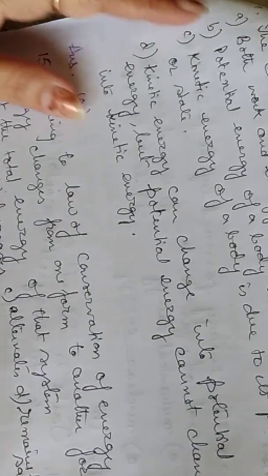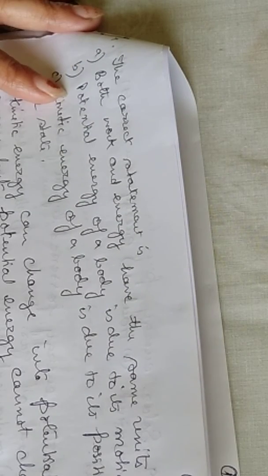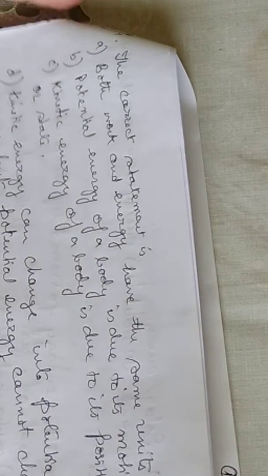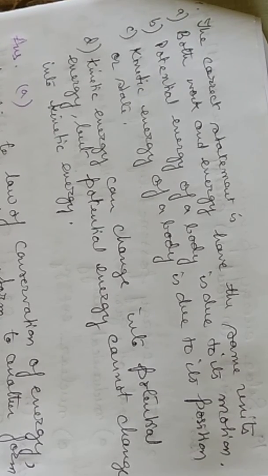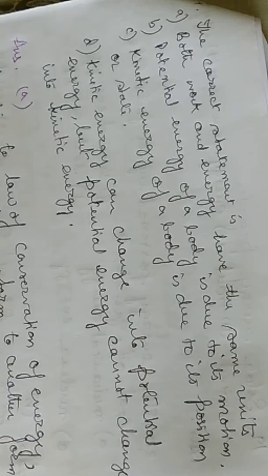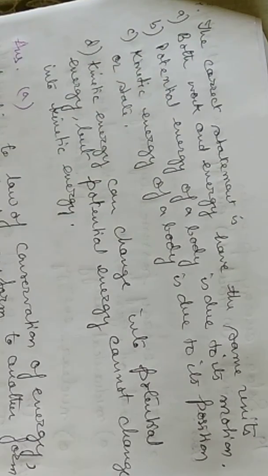Then the correct statement is: both work and energy have the same units. Potential energy of a body is due to its motion. Kinetic energy of a body is due to its position or state. Kinetic energy can change into potential energy, but potential energy cannot change into kinetic energy. So the first statement is correct, that is both work and energy have the same units, that is joule. Whereas potential energy is due to its position and kinetic energy is due to its motion. And kinetic energy can change into potential energy, and potential energy can also change into kinetic energy. So B, C, D are false statements.